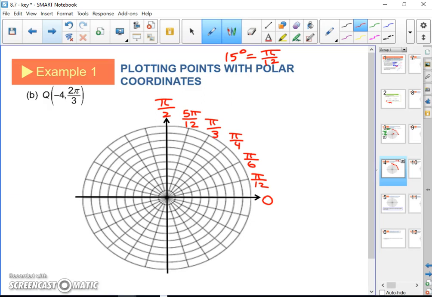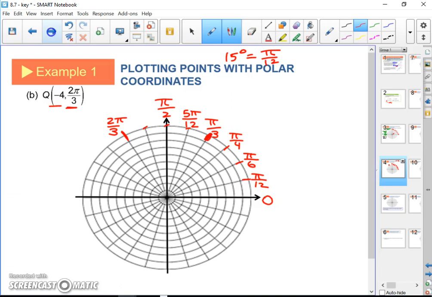Now notice we have to go to 2 pi over 3. So really we could keep going, another pi over 12, another pi over 12, another pi over 12. Or here's a shortcut. See how this is pi over 3? Here we go, 1, 2, 3, 4 marks is pi over 3. So 1, 2, 3, 4 more marks will be another pi over 3. And so 4 more marks is where 2 pi over 3 would be. I don't have to label everything. I just need to find where 2 pi over 3 would be. And that's the direction of 2 pi over 3.